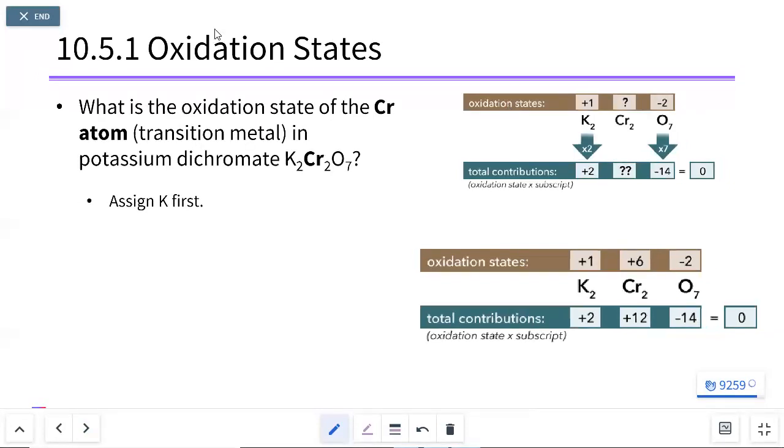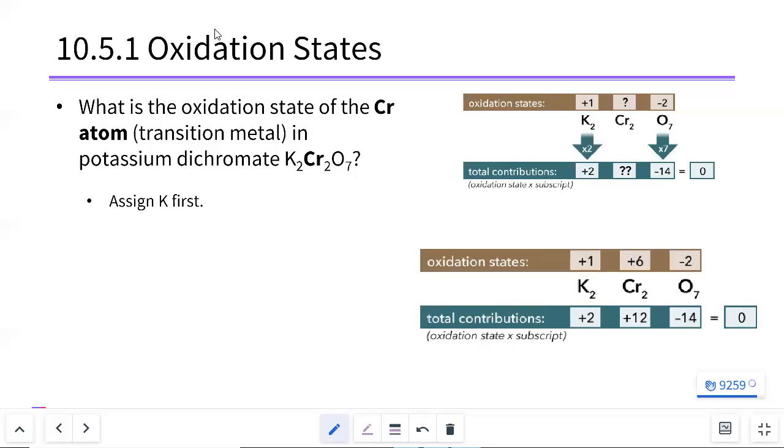All right, let's do this part together. So if I'm looking at oxidation states, let's say that I wanted to find the oxidation numbers for all of the elements here in potassium dichromate. Potassium dichromate, K2Cr2O7.